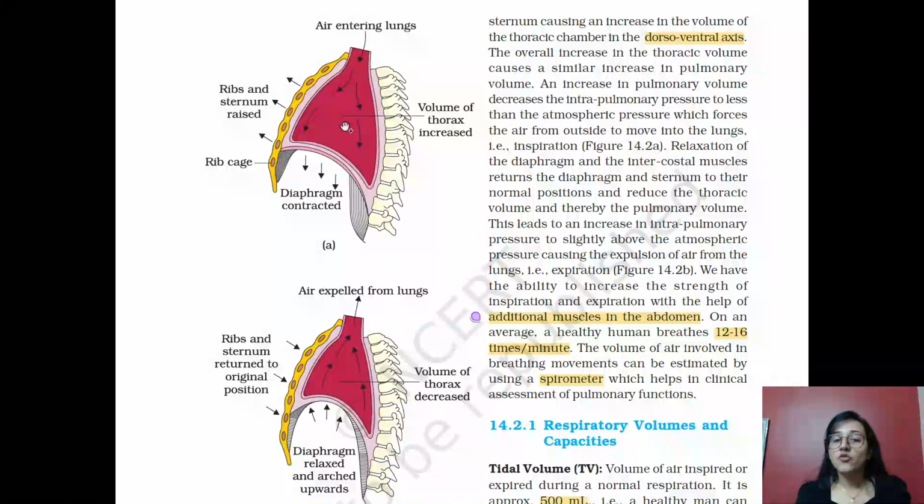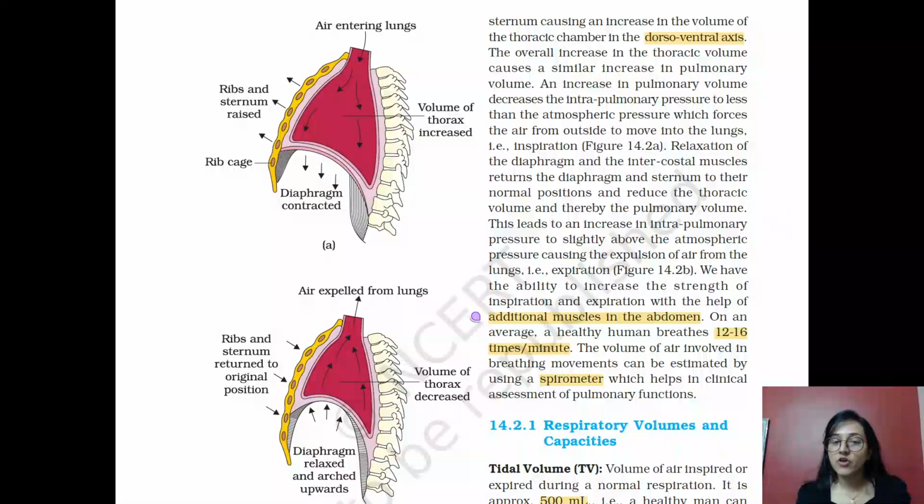So the overall increase in the thoracic volume causes a similar increase in pulmonary volume. An increase in pulmonary volume decreases the intrapulmonary pressure to less than atmospheric pressure, which forces the air from outside to move into the lungs. That is inspiration.